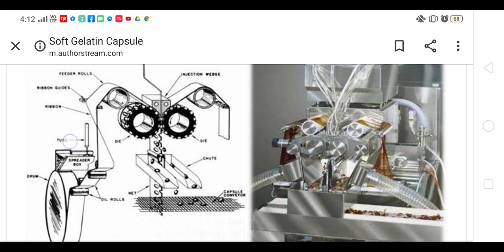rotates, then the sheets are sucked into this rotary die and create cavity, and when from the top the material to be filled is filled in the hopper, it enters into both the cavities, and when the die rotates, it presses at the center and a little bit of temperature of 30 to 40 will seal these cavities, and you will have these soft gelatin capsules in the cut form.